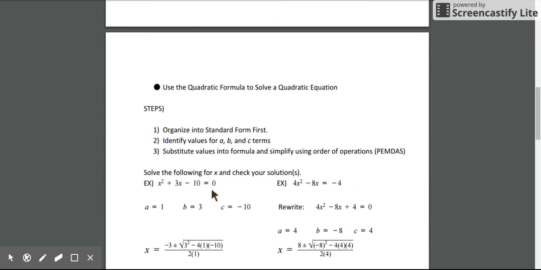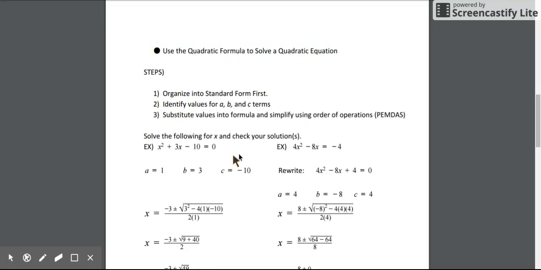All right, a couple steps to help you use your formula. Always organize your quadratic into standard form first. That allows you to identify your a, b, and c values, which allow you to substitute into your formula and solve. And when we simplify the quadratic formula, we always use order of operations, although it may look a little funny. So I'll explain how PEMDAS can help us do that.